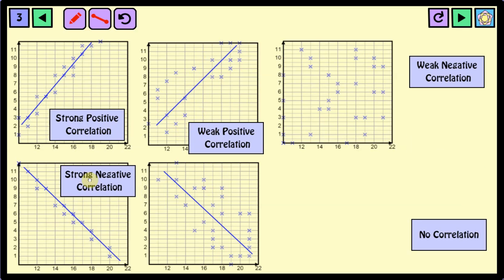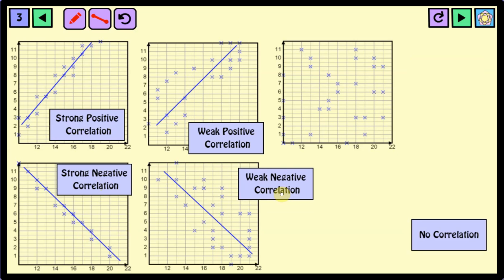Another easy one to do is our strong negative correlation. So as people get older, they're doing less of something. If we're talking about exercise, as people get older, they do less hours of exercise. That could be one that would fit this. And this is all very closely knit around our line of best fit, so it would be a strong negative correlation. And then a weak negative correlation would be similar to this one above it, but we're going down, so as this increases, the other decreases. And they're not so closely fit around our line of best fit.